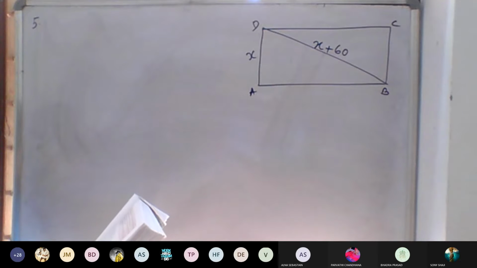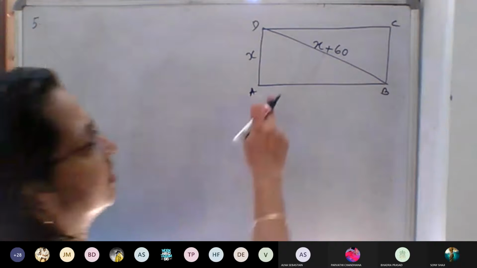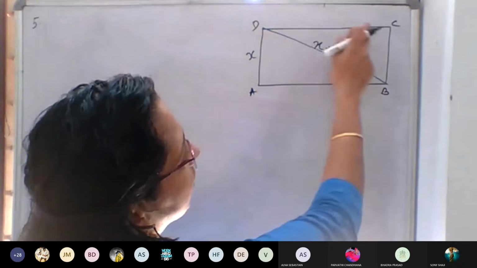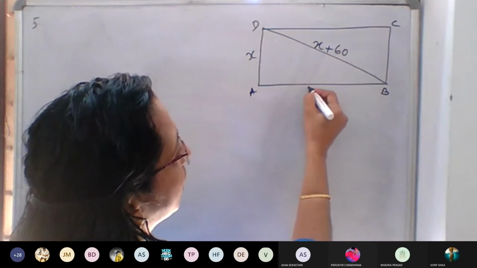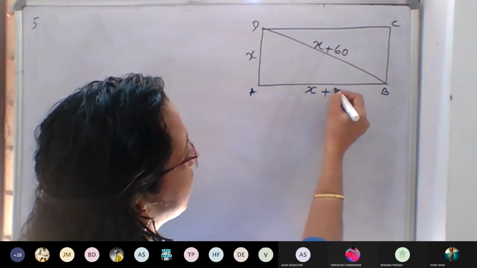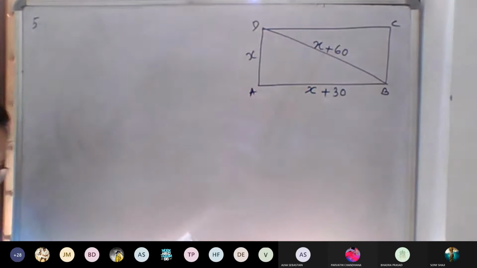And the larger side is 30 meter more than its shorter side. So larger side is AB and CD. Larger side is 30 meter more than its shorter side, means x plus 30. Is it clear? Find the sides of the rectangle.